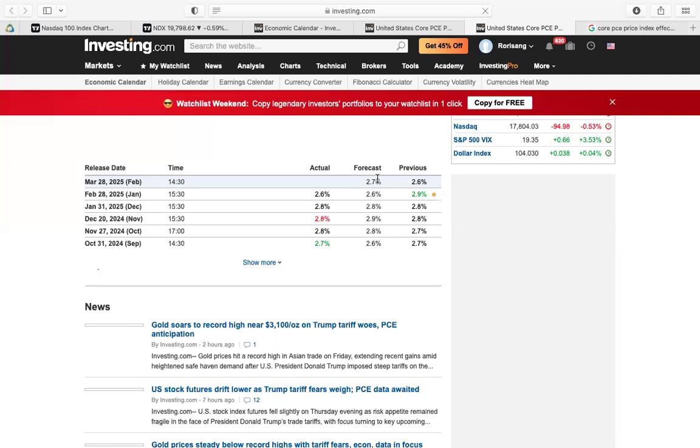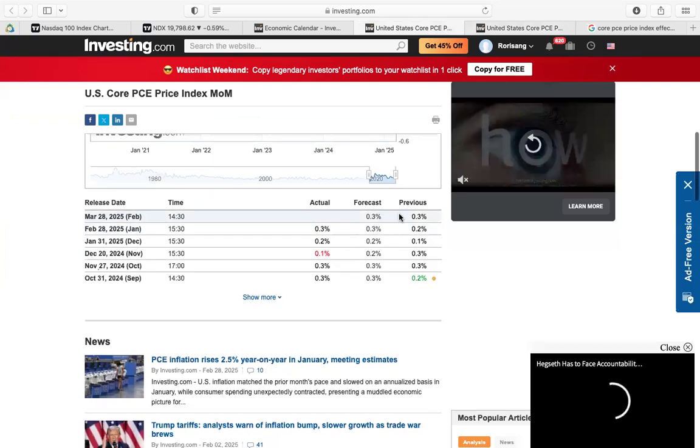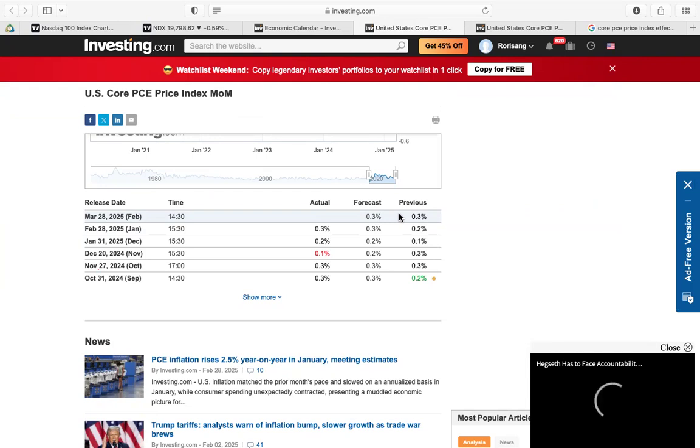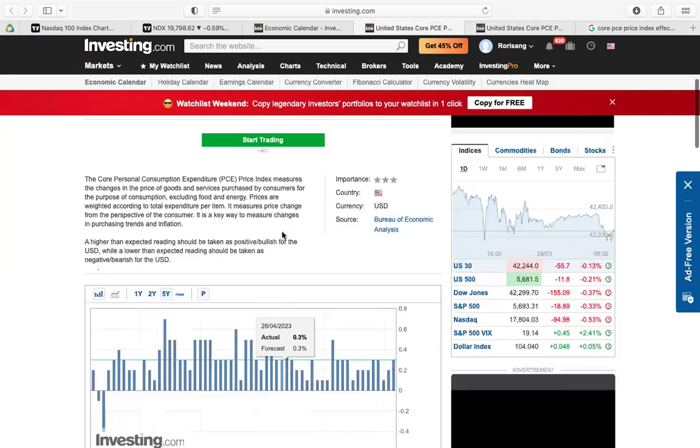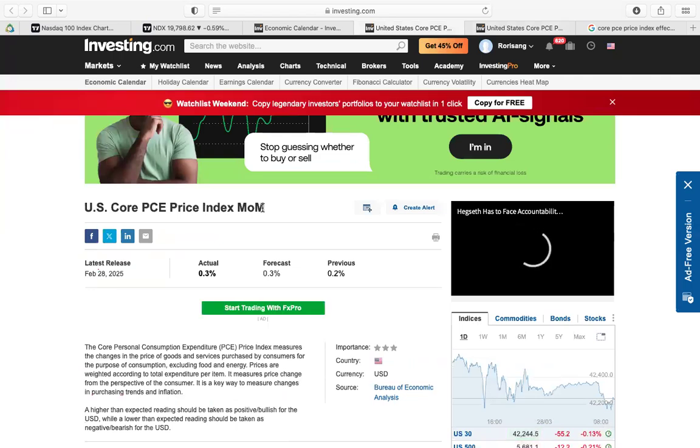So the tricky part starts here. The tricky part is that we have two events at the same time, right? This one is equal, you see? But these events are the same thing. The only difference is here, month to month, MoM. Does it really mean month to month?